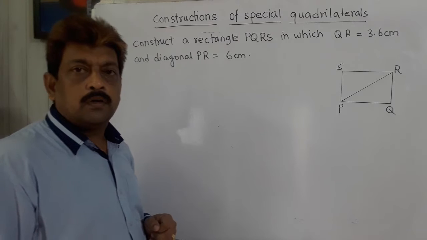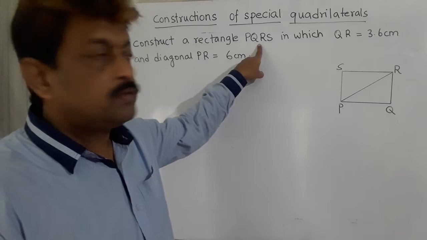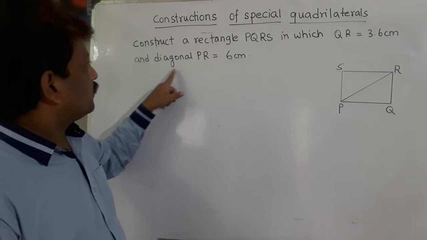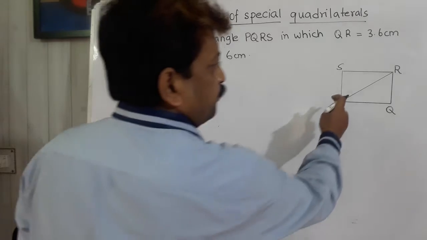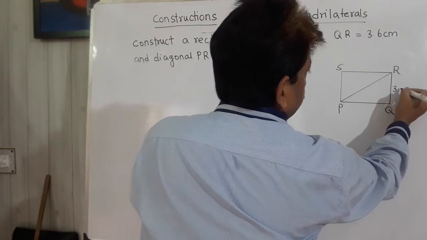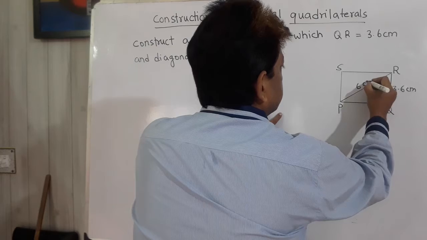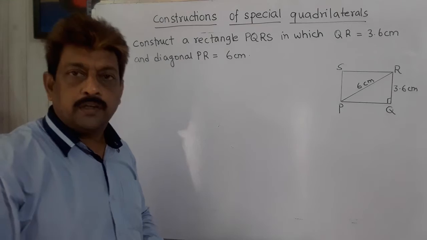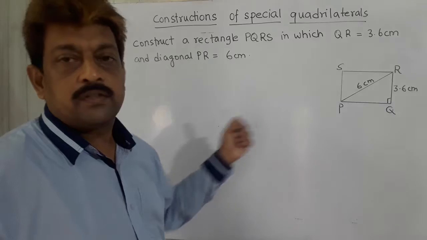This is one more question, where it is given: construct a rectangle PQRS in which QR equals 3.6 centimeter and diagonal PR equals 6 centimeter. So PQRS is the rectangle in which QR is 3.6 centimeter and the diagonal PR is 6 centimeter. Here also the included angles are right angles in a rectangle. Now this is the rectangle we need to construct.